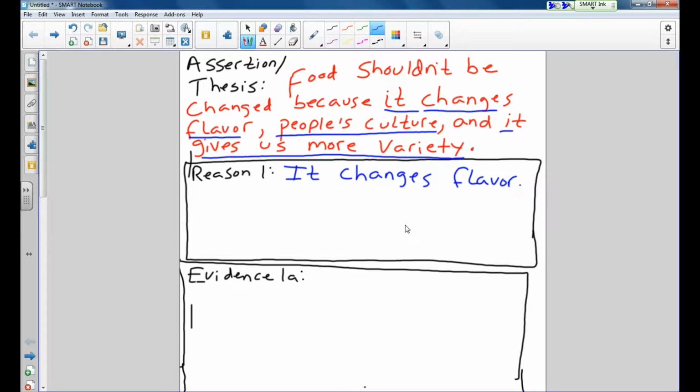Now, while we're on reason 1, the next job we have to do is find evidence. And remember, evidence comes from our article. And we have 2 articles we can use. And it doesn't matter which one we use as long as it proves that it changes flavor. So the article I'm going to use is How the Taco Conquered America.